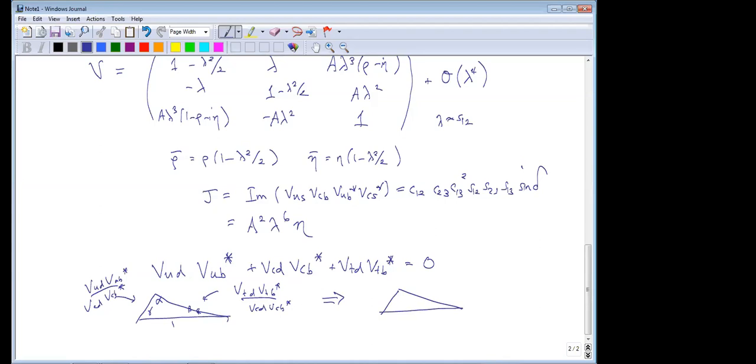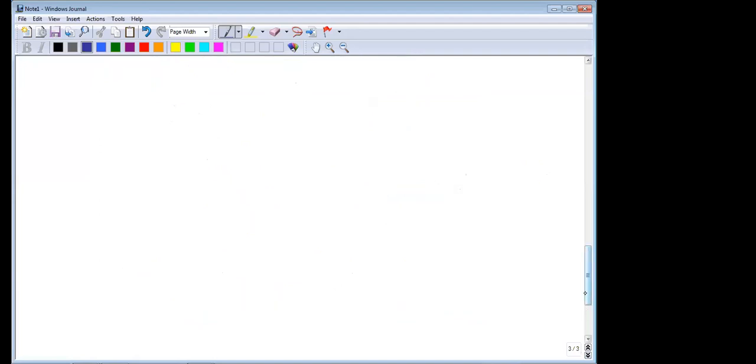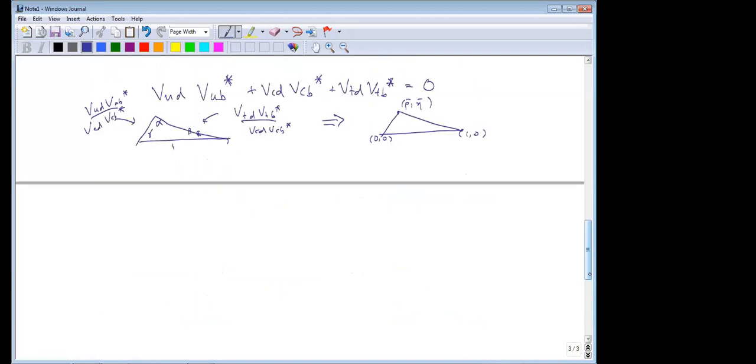Okay, so then if I plot this thing in the rho-eta plane, if you like, let me call this 0, 0 in rho bar, eta bar. This would be 1, 0. And then this point up here would be a rho bar, eta bar point. Okay, and so this is basically the same sort of thing when we put in our expressions here. Go to the next page and scroll back up. In particular, we see we can write V_ud V_ub star over V_cd V_cb star, absolute value, is just basically then equal to the square root of rho bar squared plus eta bar squared.